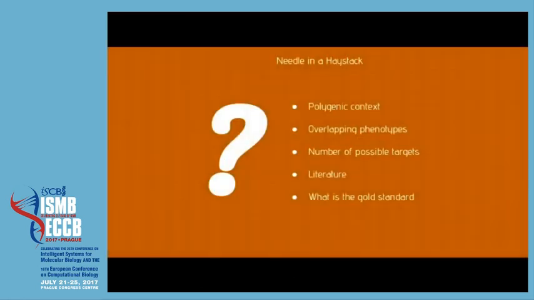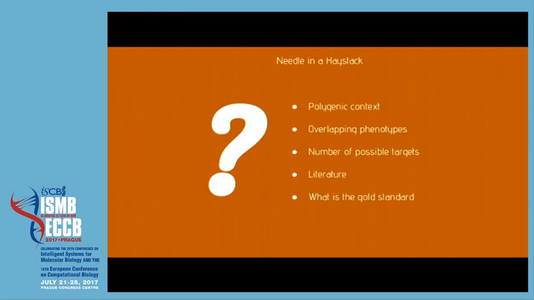The reason is that this is a needle in a haystack problem, because what about the polygenic context? Even now, we are starting to think that, where at one point we thought purely monogenic diseases, certain traits can be influenced by some other variant in another part of the genome. At the other hand side, we have the overlapping phenotypes. How do you really distinguish between two similar phenotypes? Also, the number of possible targets, no matter how much you filter down your candidate gene list in your VCF file, you always end up with 20 or 30 targets, which is no good if you want to do functional studies. And also, what is known and what is not known in literature is also part of the problem.